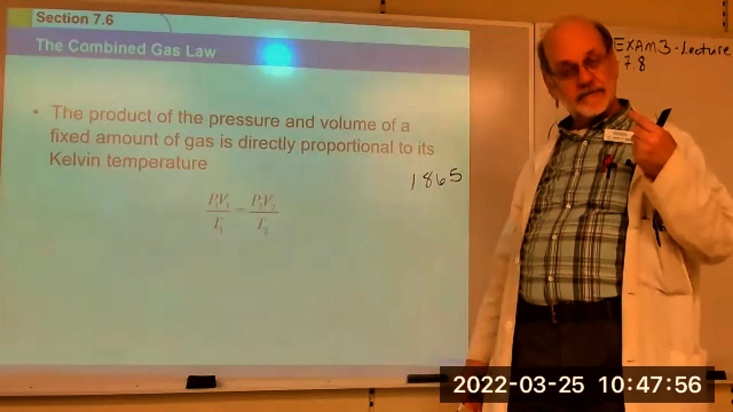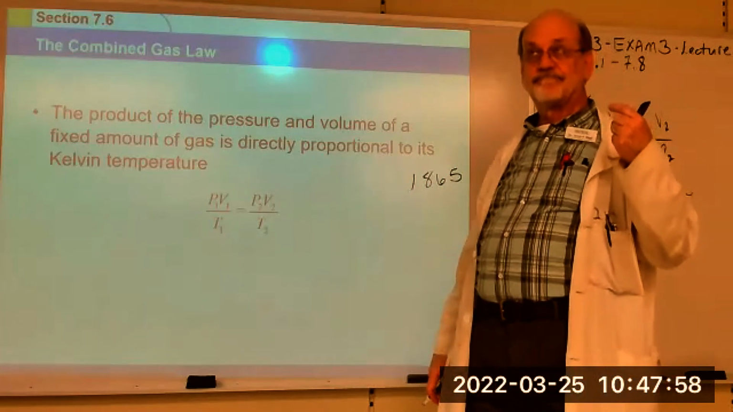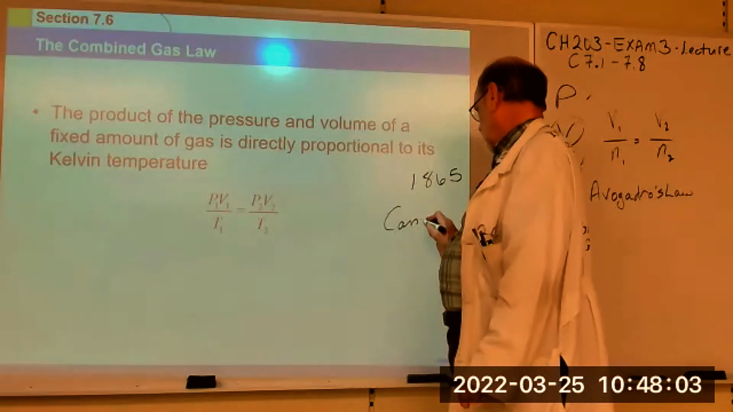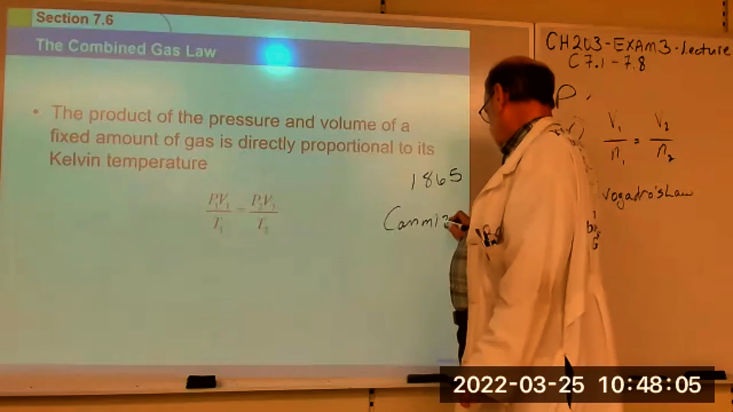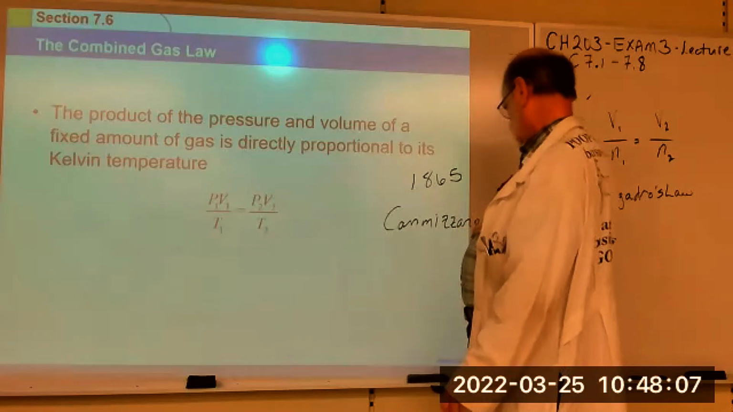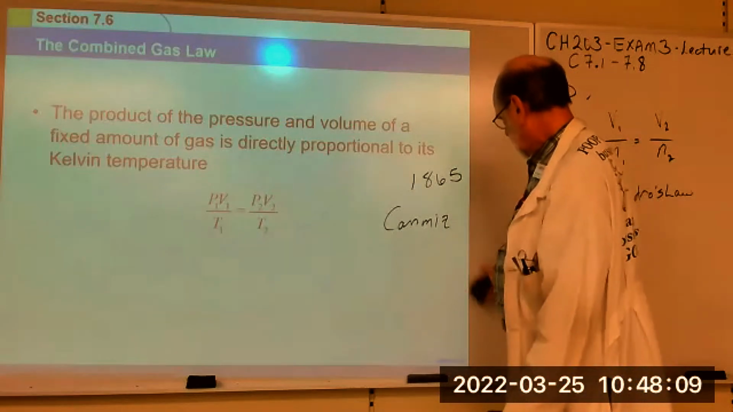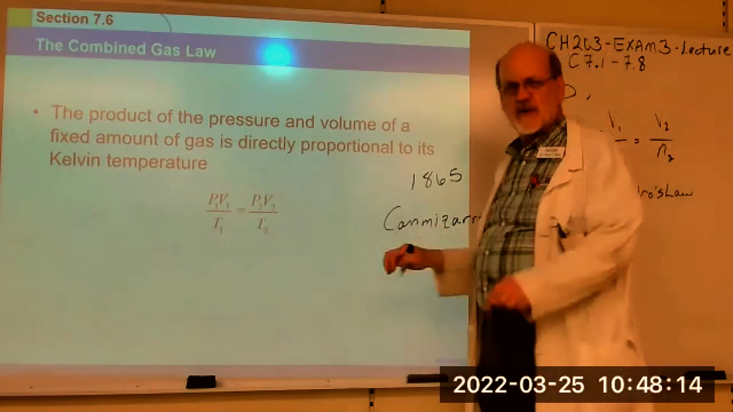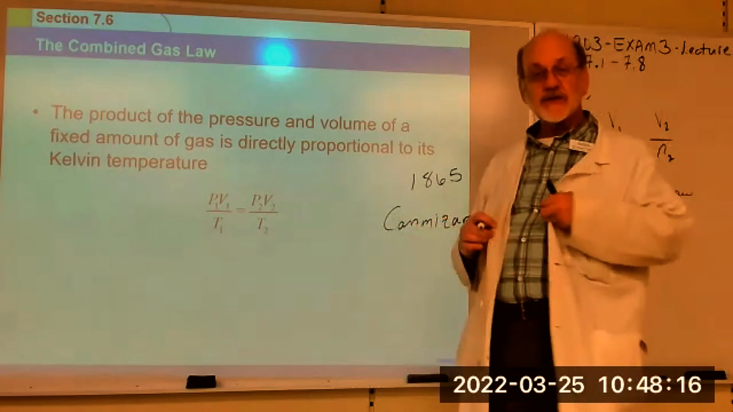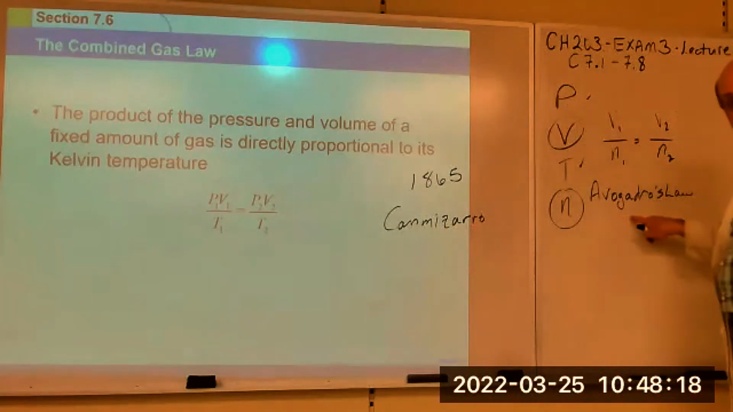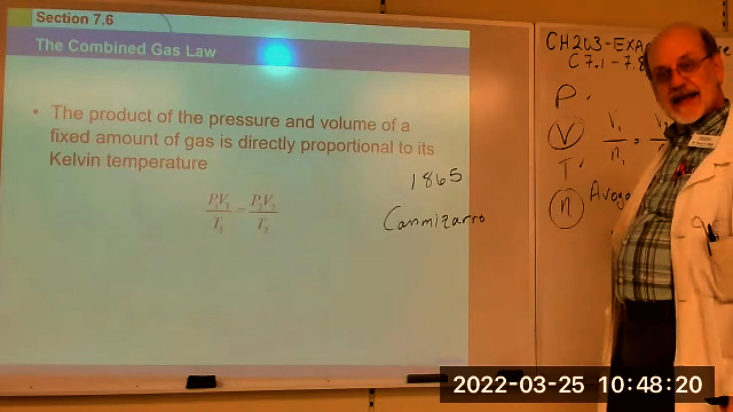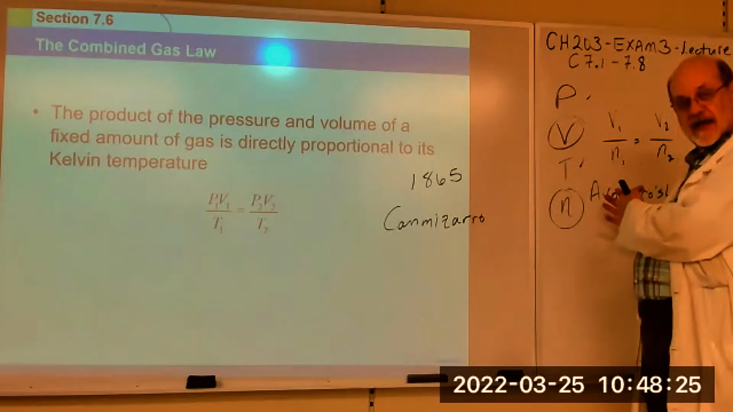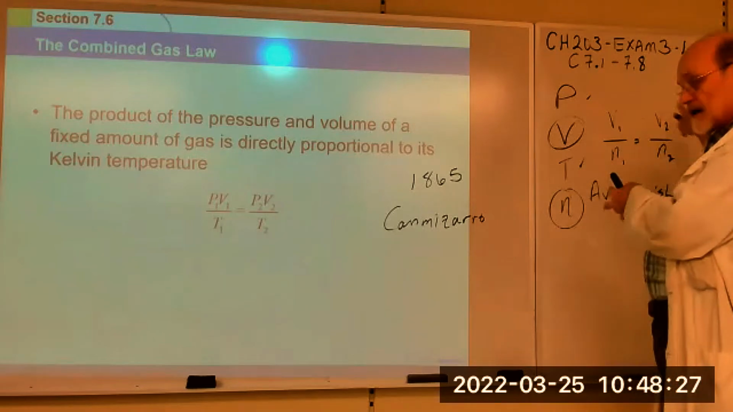And there was one, his name was Cannizzaro. See if I can spell that right. I think that's right. He was an Italian. He was a student of Avogadro. And he had acquired the knowledge that Avogadro had proposed, this relationship.